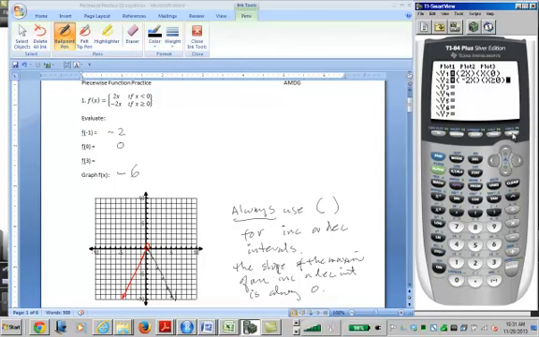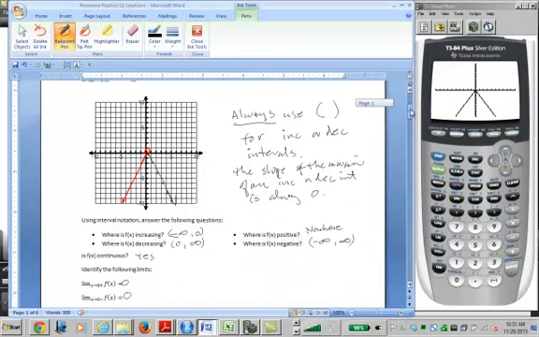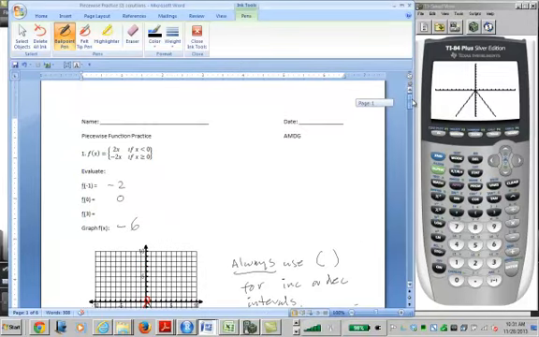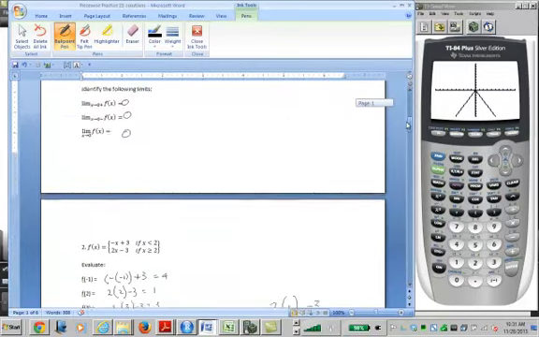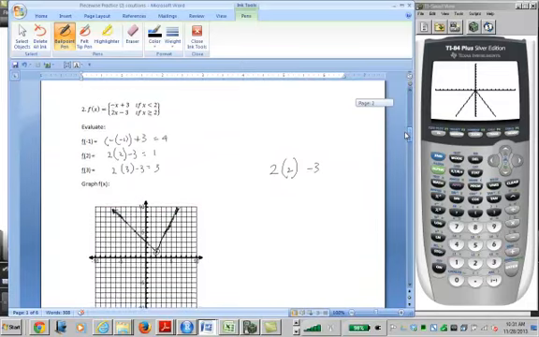Okay, so let's hit graph. And I want to use the standard window. So I'm going to hit zoom and then standard 6. Okay. And there we go. That looks like what we drew, so everything is fine and dandy. All right. On to the next function.